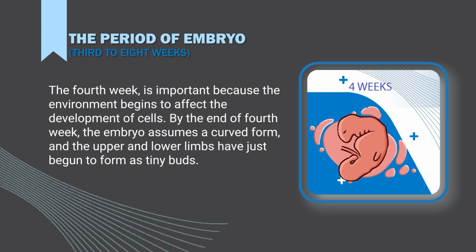By the end of the 4th week, the embryo assumes a curved form, and the upper and lower limbs have just begun to form as tiny buds. This is what happens during the 4th week. Within the embryo, the shape takes place where the baby's upper and lower limbs have just begun to form as tiny buds. That is the reason why we say the 4th week is important, as the surrounding environment tends to affect the development of the cells and how the formation of the baby is seen.